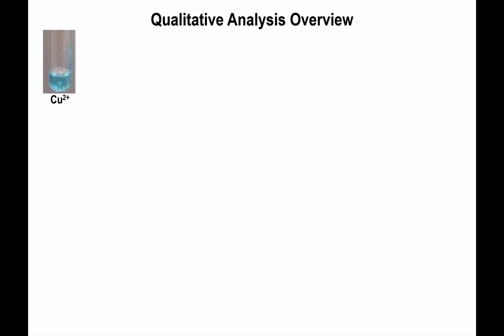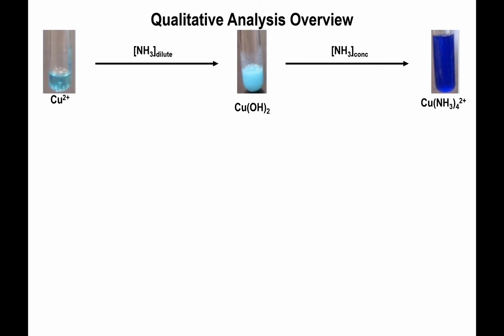So just to give an idea, in the future I'll probably be using Beyond Labs to show you this in even more detail. But to give you an idea of the process, here we have a copper 2+ solution, which if you add dilute ammonia to increase the pH, initially you can form a precipitate solid. But if you continue adding more ammonia, make it concentrated, that insoluble solid ultimately goes back in solution, because now you form a complex ion.